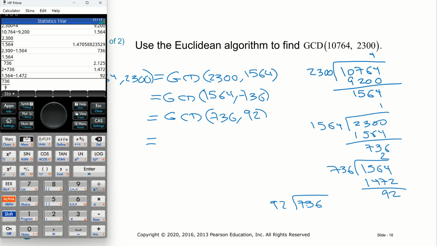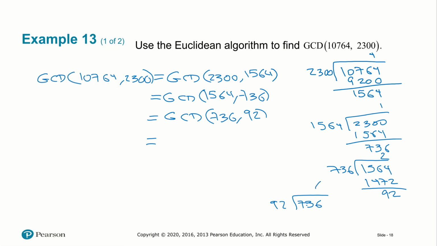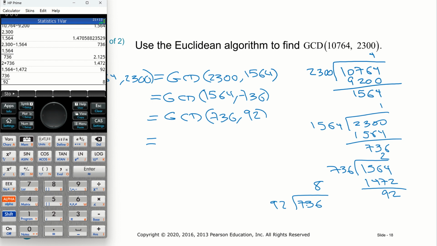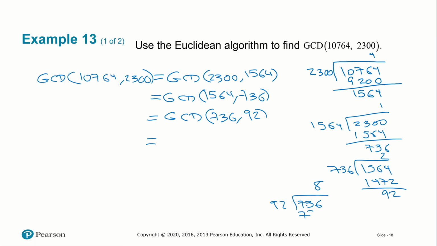I mean, if you had to do all this by hand, this division would have been a rather nasty process, but since technology is here to help us, we get 8 perfectly, right? So that means, of course, that 8 times 92 is 736. But just to convince you, okay? So we get the remainder of 0.